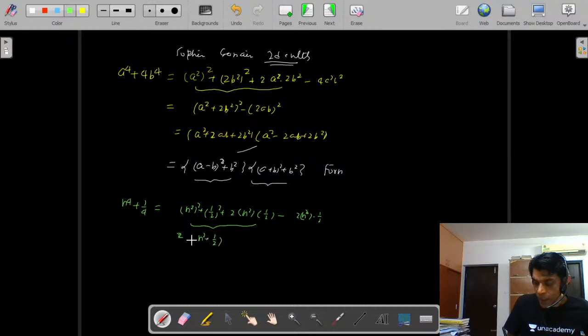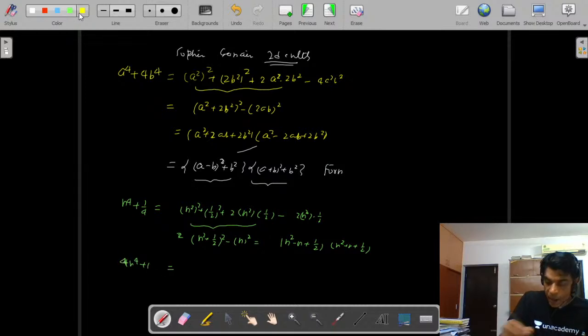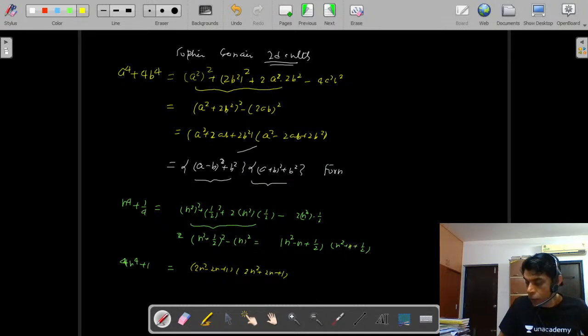You complete the square: n squared plus half, whole squared, minus n whole squared, and so I get again a difference of two squares: n squared minus n plus 1 over 2, and then n squared plus n plus 1 over 2. If you like to write n to the 4 plus 1, just multiply by 4 throughout and you end up with the same identity in a different form, 2n squared minus 2n plus 1 and 2n squared plus 2n plus 1. I mean, you can play around with it, you can move it around in multiple ways, and the identity remains the same.